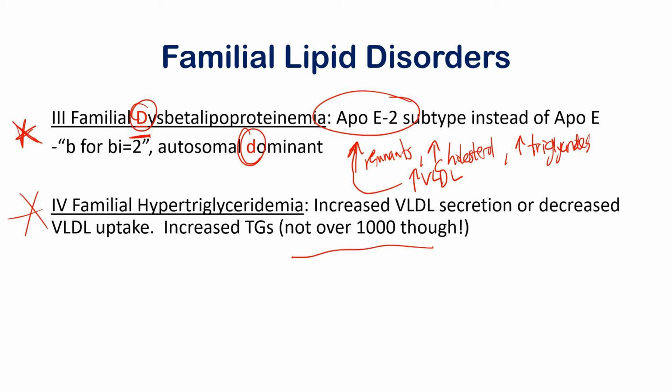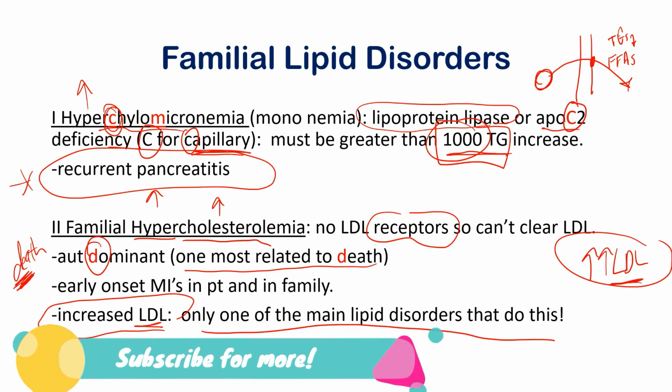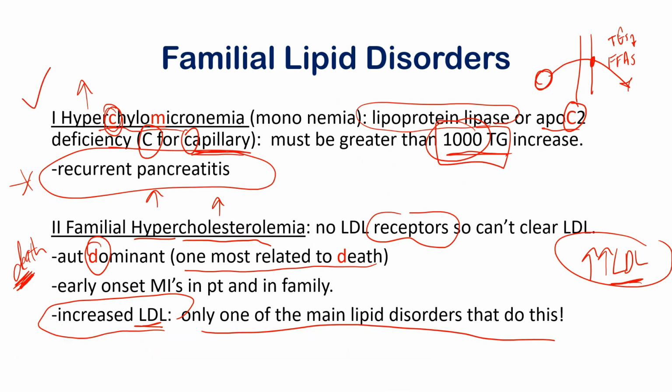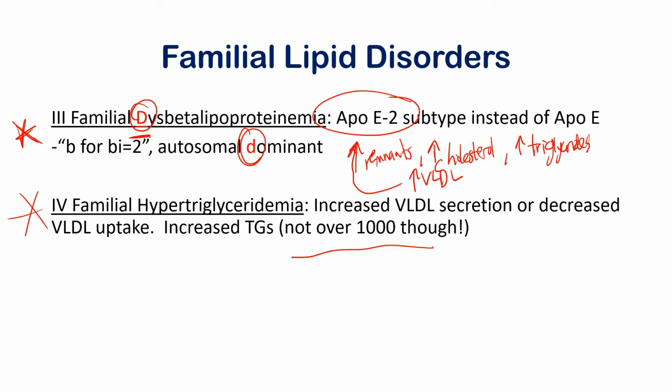And the last one is familial hypertriglyceridemia. This is related to this. The reason this disease happens is because of increased VLDL secretion or decreased VLDL uptake. And this is going to cause increased triglycerides. Do you remember at the beginning I said that this one also has only increased triglycerides? But the difference is the other one must be greater than 1,000. That one has a triglyceride level that is very, very high. This one will not be over 1,000.